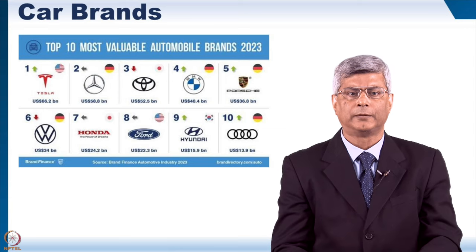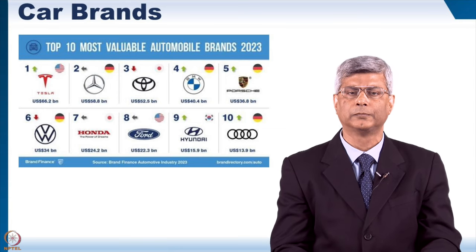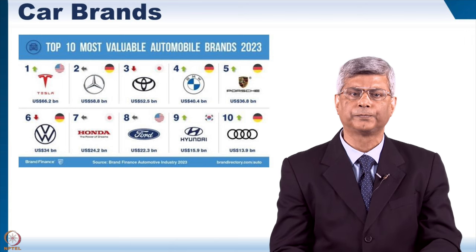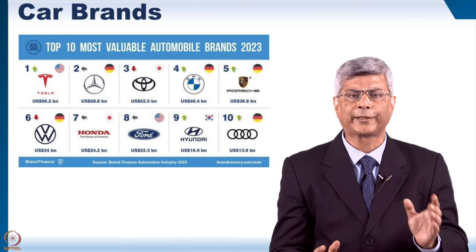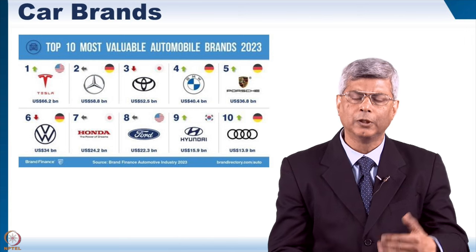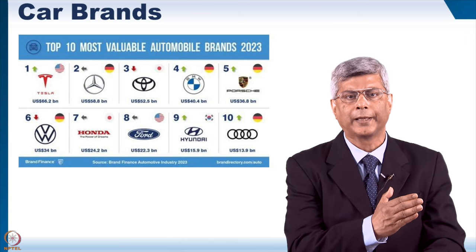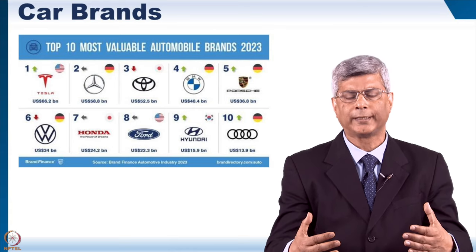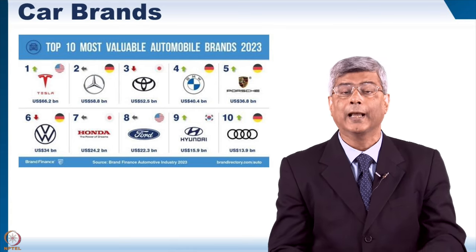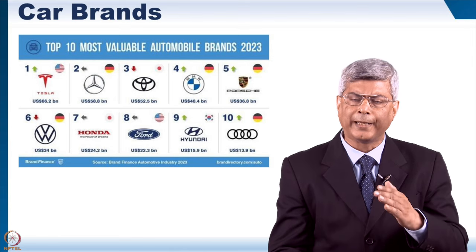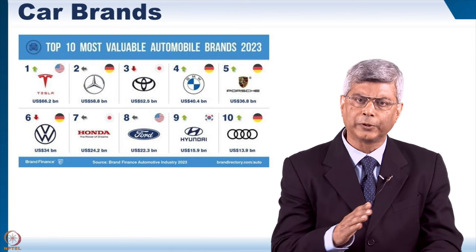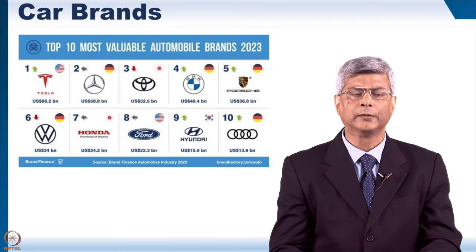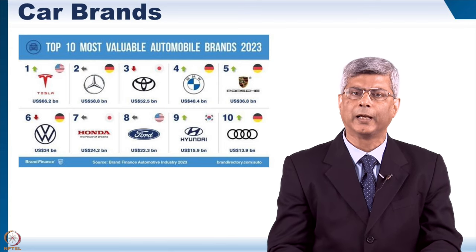Let's look at cars. So which are the most valuable brands? The most valuable brand in the world now is Tesla. And Tesla is electric vehicles. And it's a new category, but it's leading the world in electric vehicles. And then you look at Mercedes, because a Mercedes brand is supposed to be highest quality. And then we've got Toyota, and we've got BMW. And then if you go down, you have Porsche, you've got Volkswagen, Honda, Ford, Hyundai, and Audi.